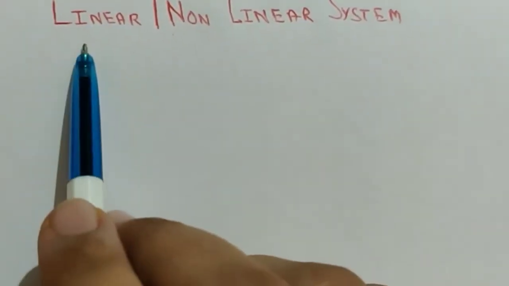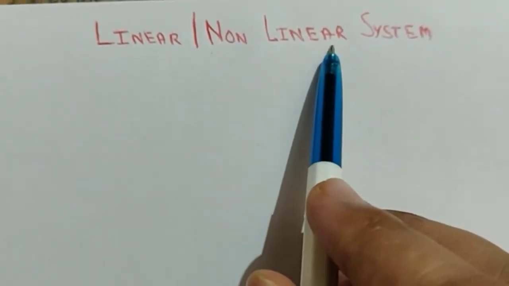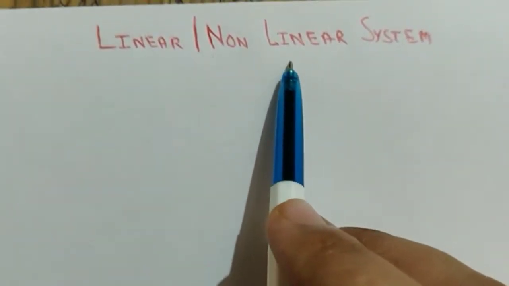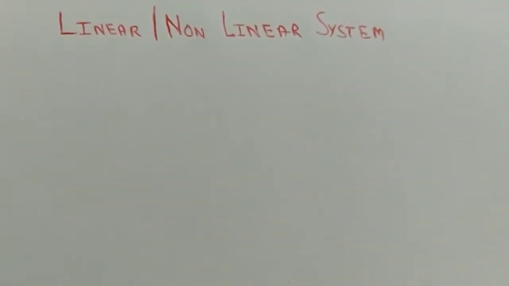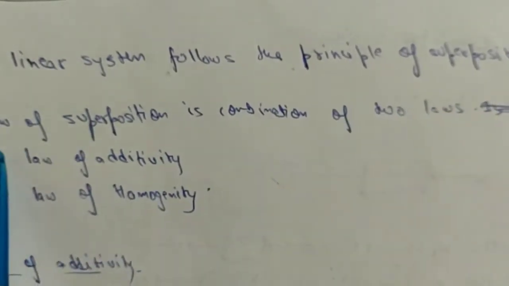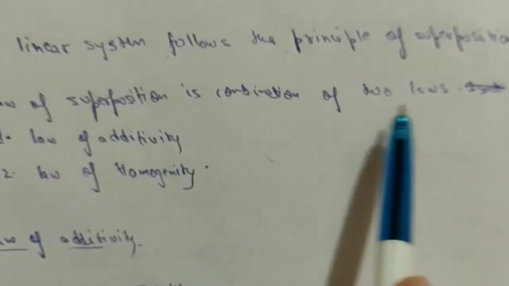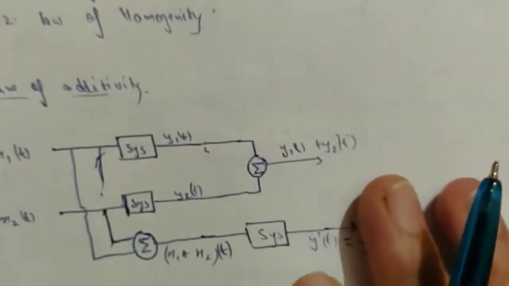In this lecture, I will be teaching you the difference between linear and non-linear system and how to classify a given system into linear or non-linear. Okay, so guys, stick with me. A linear system is a system which follows the principle of superposition. I will show you the definition of linear and non-linear systems. A linear system follows the principle of superposition. Law of superposition is combination of two laws, law of additivity and law of homogeneity.